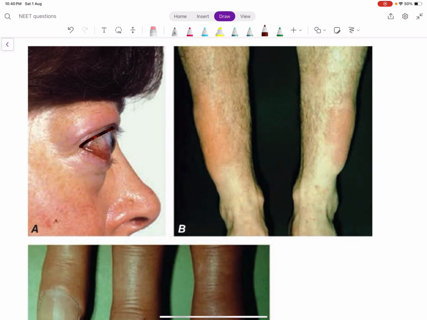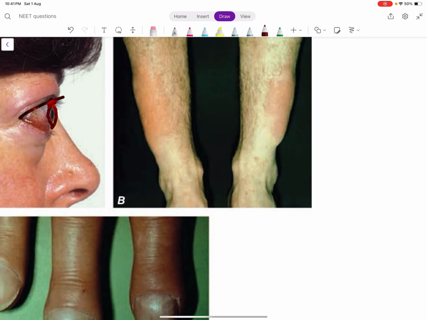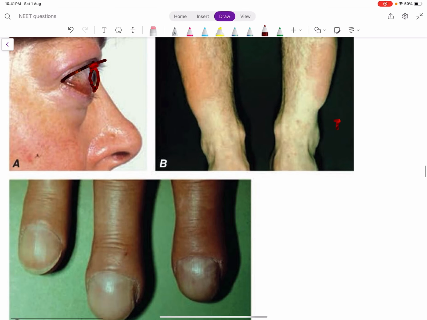What is lid retraction? We can see normally the upper eyelid covers a small portion of the cornea. But if you are able to see the entire cornea, it is lid retraction. So these changes are called thyroid acropathy. Hyperthyroidism can cause clubbing.